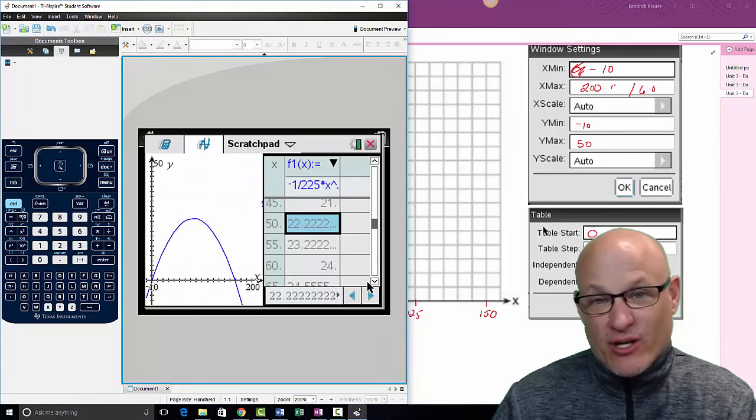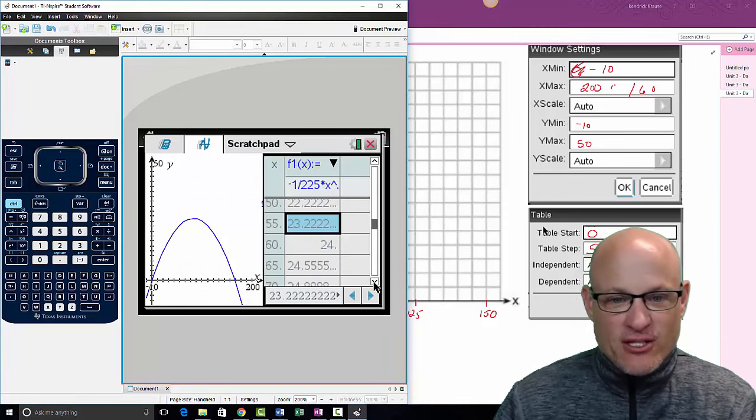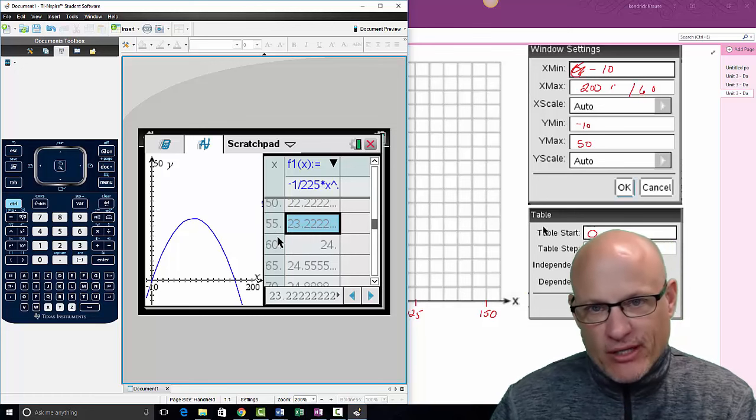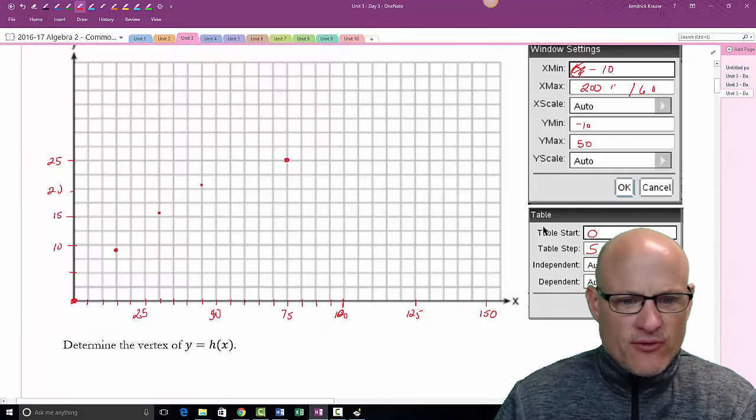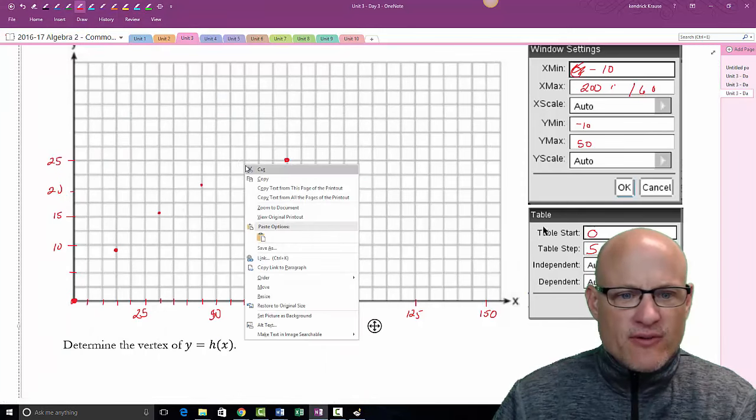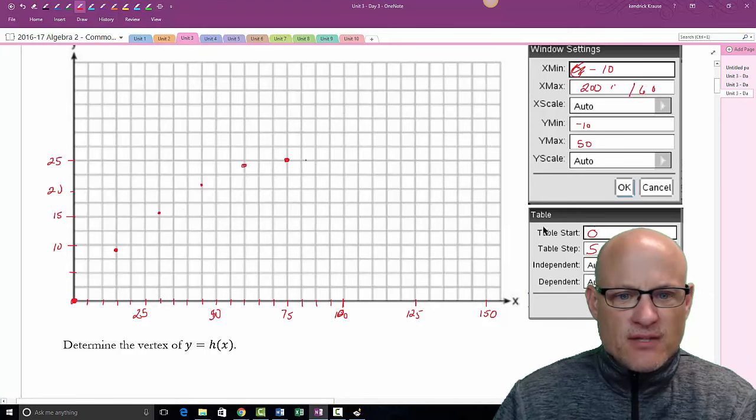You know, sometimes you don't get this option. Sometimes you just got to graph numbers that are like this, you know, and you'd say, okay, I'm going to graph 23. Nobody can graph 23.22 anyway. So 24, oh, what was 24? 60 was 24. 60 is 24.